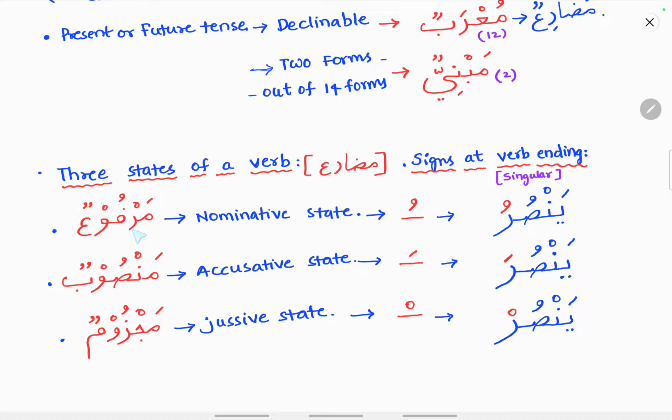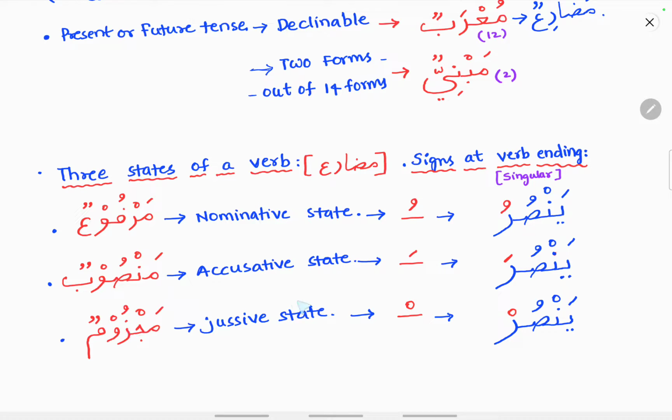If it is a marfu state, that is the nominative state, the verb at the end will show a dhamma. For example, yansuru means he helps or he is helping or he will help, because fe'lul mudari includes the present tense as well as the future tense. So the marfu state shows a dhamma. The mansub state, that is the accusative state, shows a fatha, similar to nouns, that is yansura. On the last letter ra you will see the fatha.